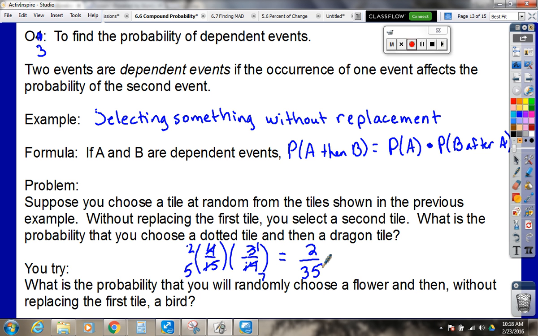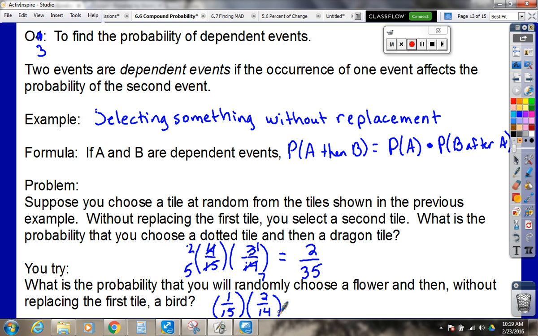Okay, let's try the next one. What is the probability that you will randomly choose a flower and then, without replacing the first tile, a bird? Olivia, what's the probability that you're going to choose a flower? 1 out of 15. Good. Now, if we already chose one, how many tiles are left? 14. Okay, so the next one, what's the probability that you're going to choose a bird? Julia? 1 out of 14. Good.